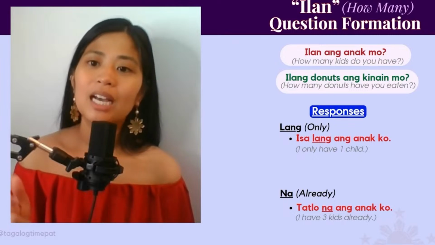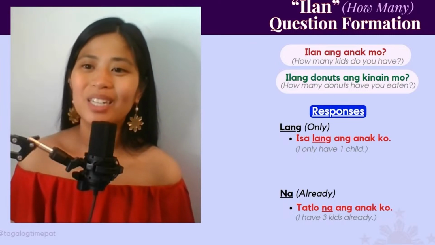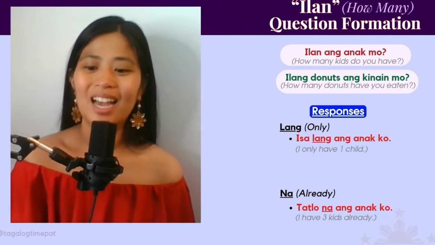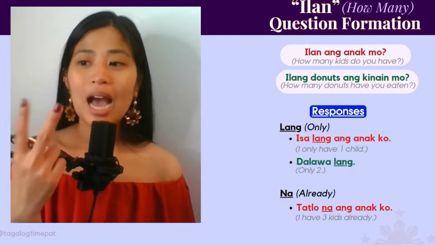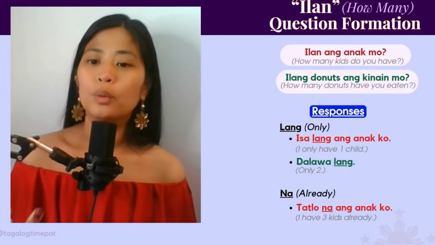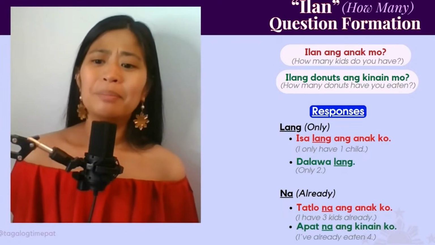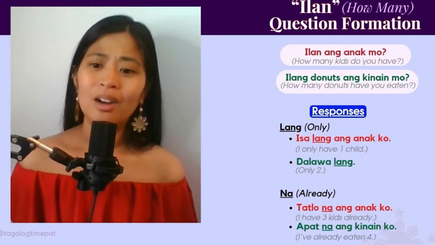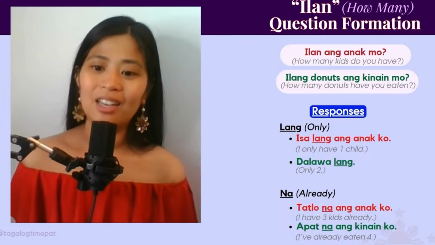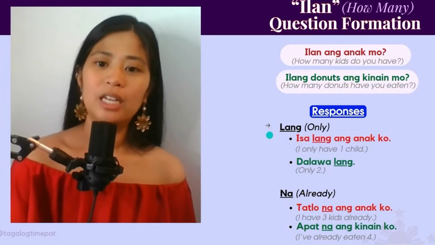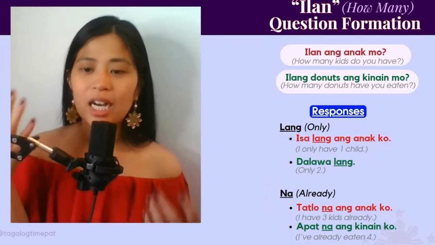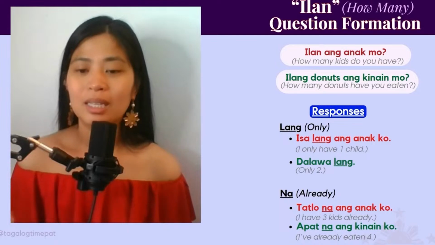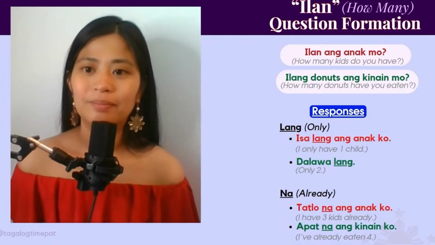Or another example, ilang donuts ang kinain mo? How many donuts have you eaten? Ilang donuts ang kinain mo? Or how many donuts did you eat? So, you could say, dalawa lang, only 2. Or, apat na ang kinain ko. I've already eaten 4. Apat na ang kinain ko. So these 2 words show almost like an emphasis, or they give you an idea of how much or little something is. Only and already. Okay?